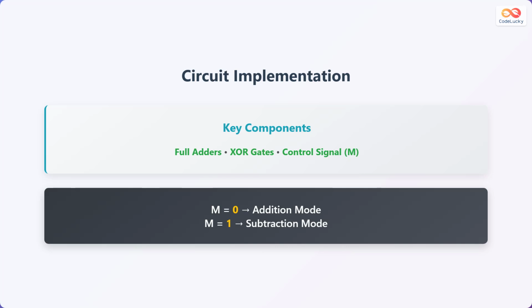The key components of an adder-subtractor circuit are full adders, XOR gates, and a control signal, which is denoted by M. When M is equal to 0, the circuit operates in addition mode. When M is equal to 1, the circuit operates in subtraction mode.